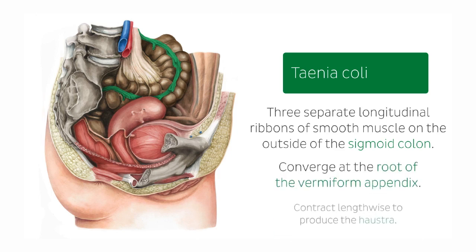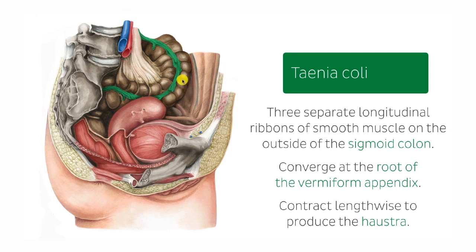The taenia coli contract lengthwise to produce what is known as the haustra, which are the bulges that you find on the colon. These bulges that you can clearly see here on the colon, this is what we call haustra.